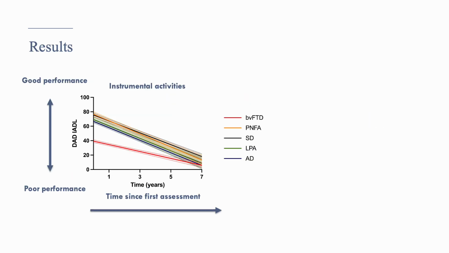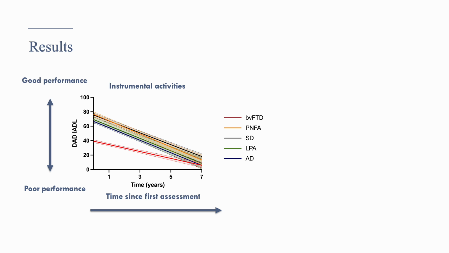This figure illustrates the trajectories of instrumental or higher-level activities of daily living across the dementia subtypes over a 7-year period. For this graph, good scores are up near 100, whereas poor scores are down near 0. Most notably, we observed that the behavioural variant FTD group was significantly more impaired than the other groups at initial assessment and over the study period.